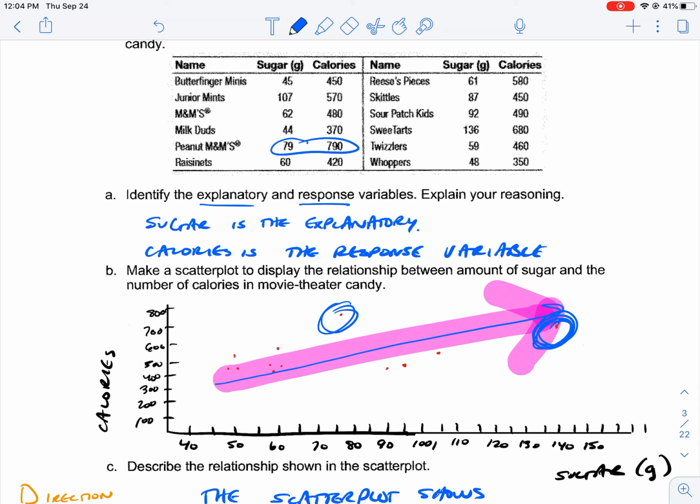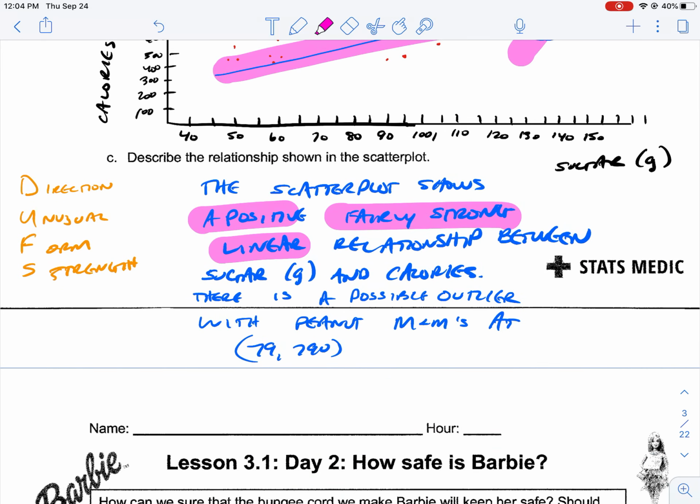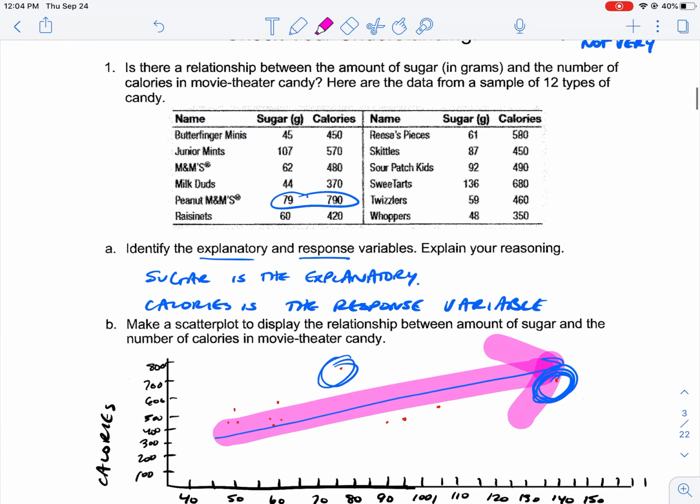I didn't commit to it. Notice I said fairly strong. That doesn't say it's a perfect one. And I also said there's a potential outlier. So I didn't commit to anything, but I pointed out these features of this distribution using my Duff's analysis. And there's my F for my unusual features. Potential outlier is my F.